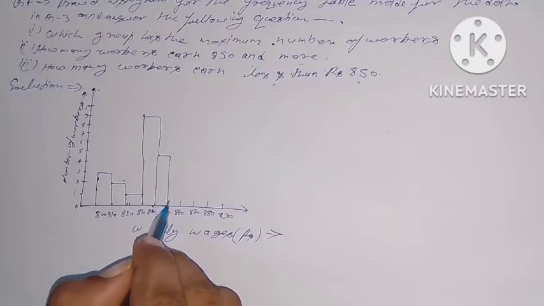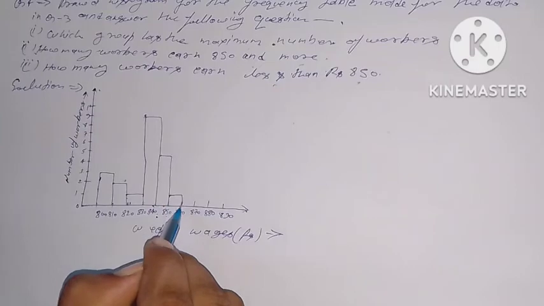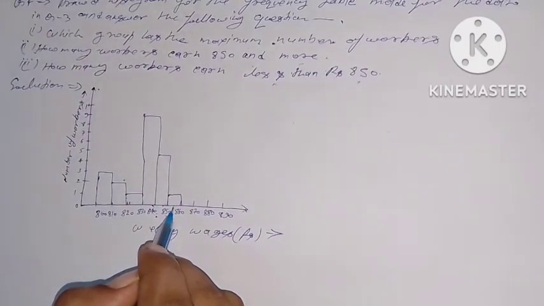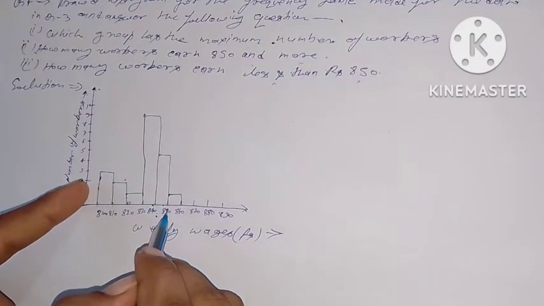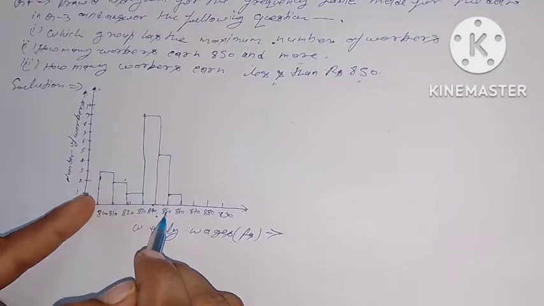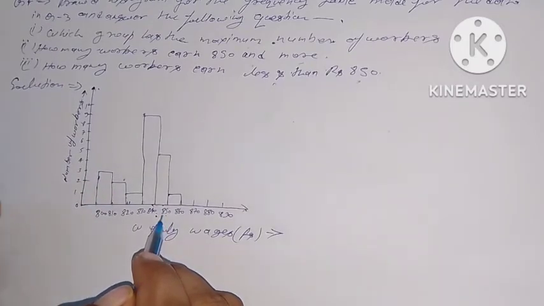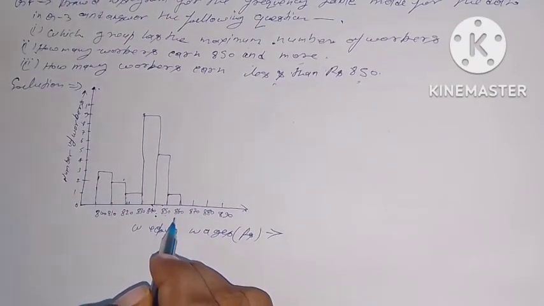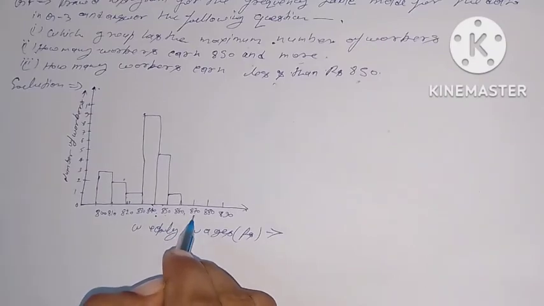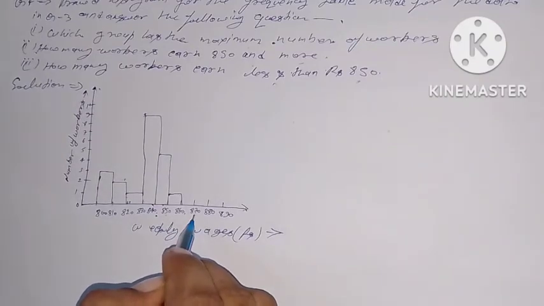So the graph goes up to 1. According to the previous questions, that means the solution of question number 3, we will be solving these questions according to the question number 3 solution. Next, the number of workers who earn between 860 to 870 rupees. How many workers? 860 to 870, 3 workers.